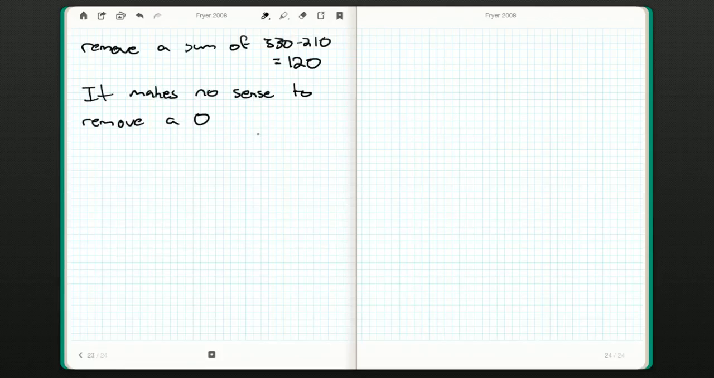So there's no reason to remove zeros. They don't bring our sum down. You know, we could have 5 zeros, we could have 50 zeros, we could have 0 zeros. We'd still have a sum of 330, and we need to get that down to 210.